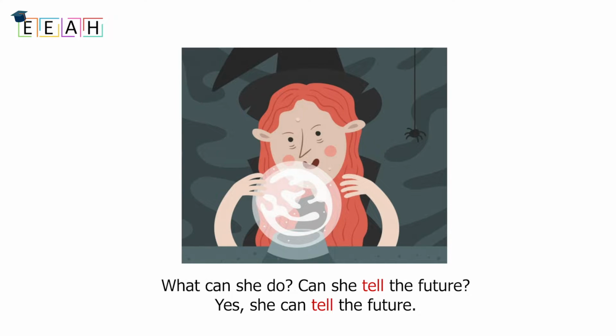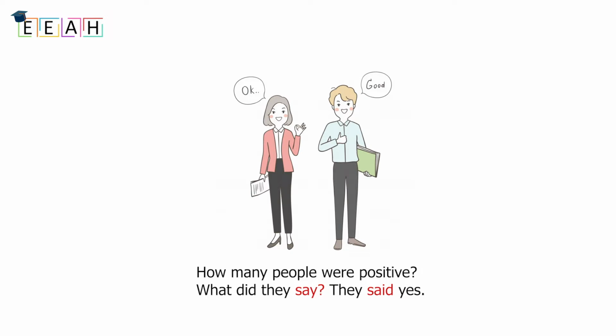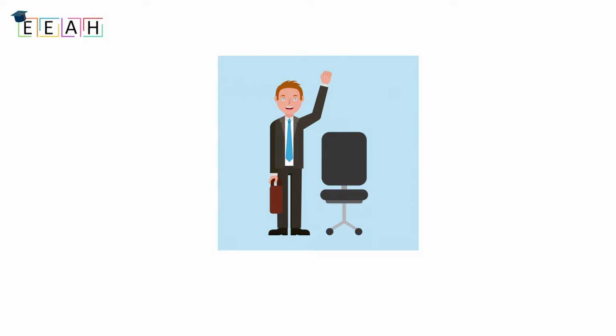Picture 3, what can she do? Can she tell the future? Yes, she can tell the future. Picture 4. How many people were positive? What did they say? They said yes. Picture 5. Why is she laughing? Her friend has just told her a joke. Picture 6. What is he doing? He is saying hi.